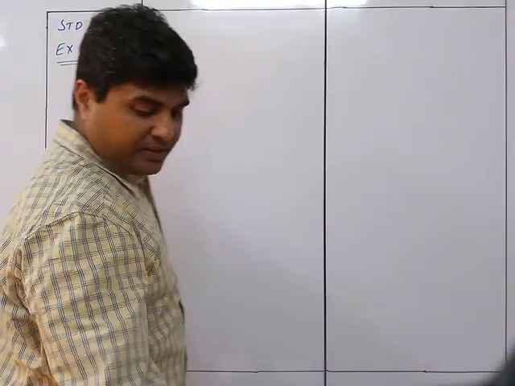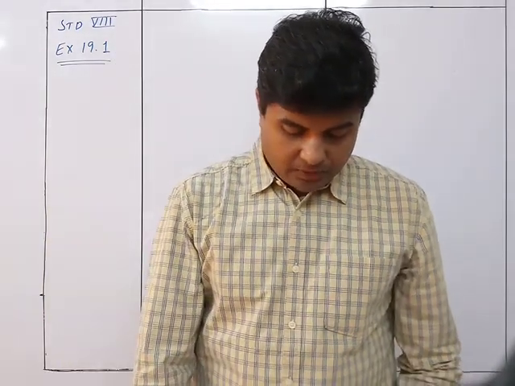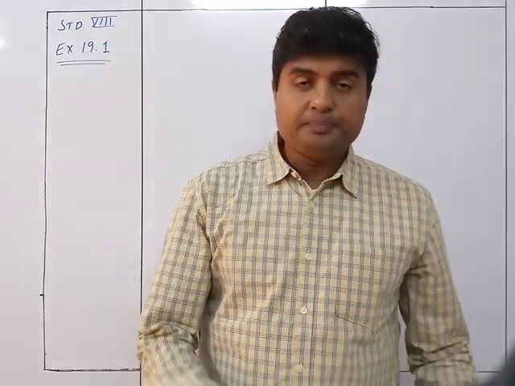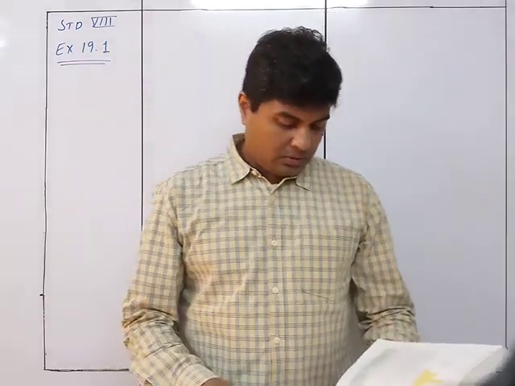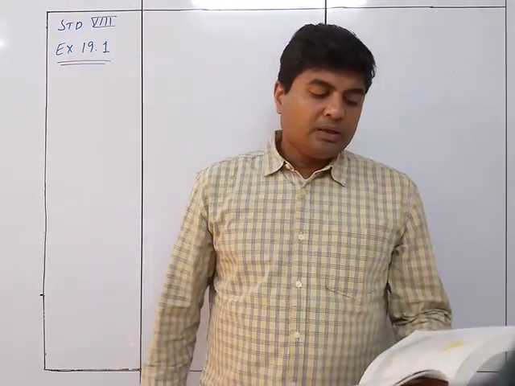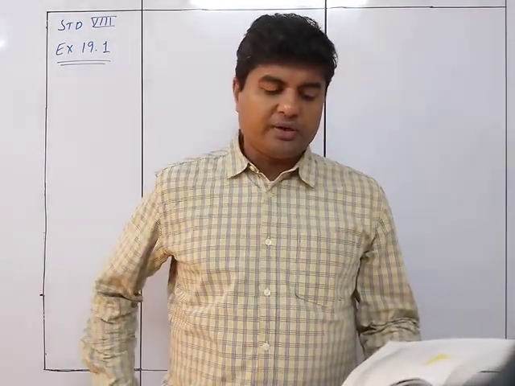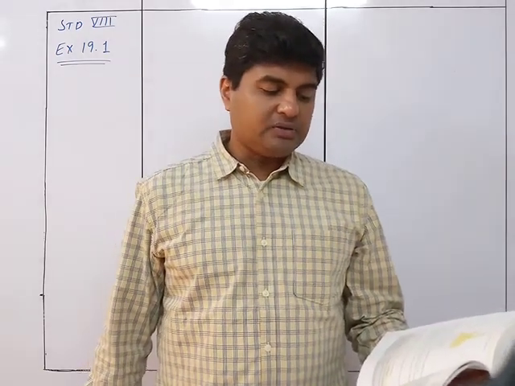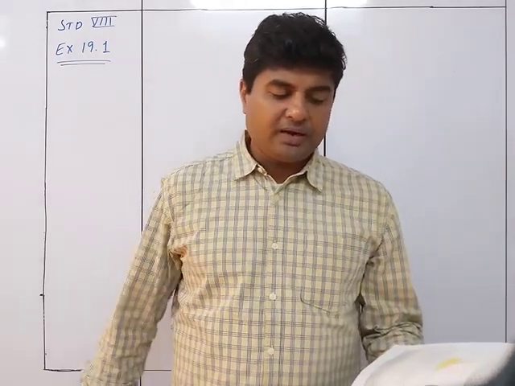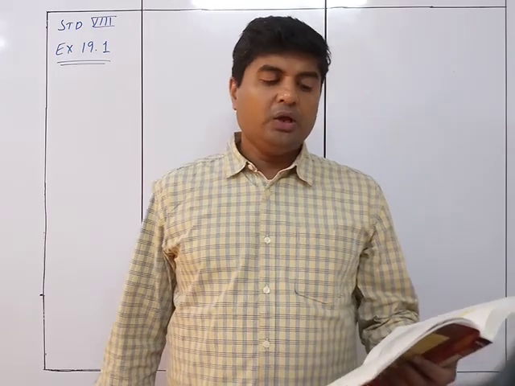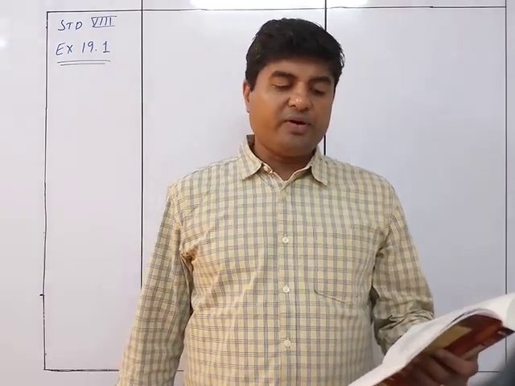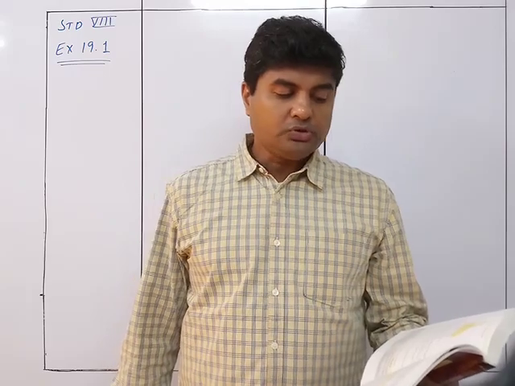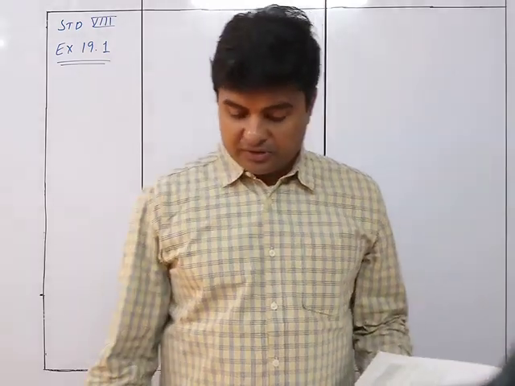So we now start with exercise 19.1 for data handling. We have the first question. The result of a survey of 200 people about their favorite fruit is given below. They have got this data wherein they are given apples 45, orange 30, banana 20, grapes 50, guava 15, pineapple 25 and papaya 15. So you need to draw a bar graph for the same.